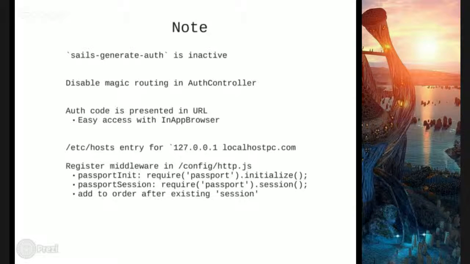Something I didn't mention is there's another file you have to configure. It's http.js. It's the Sails middleware ordering system. It basically says, okay, we want the passport and session middleware to be defined by the require statements on the screen, and we're going to insert them into the order parameter of that file after the existing session entry in that file.